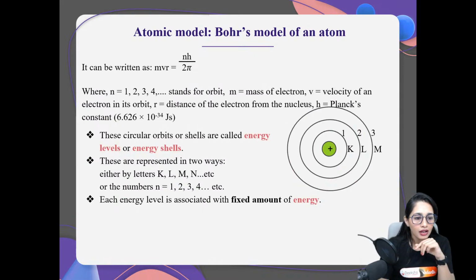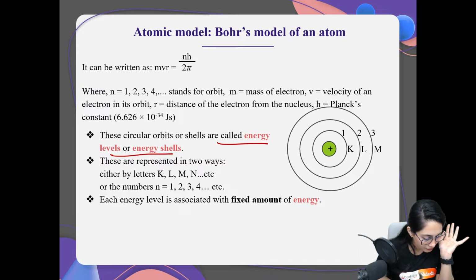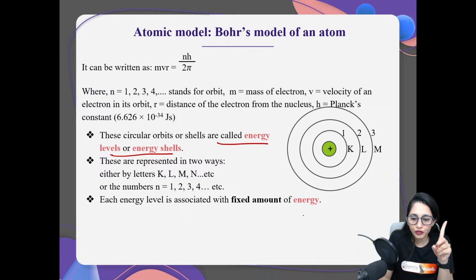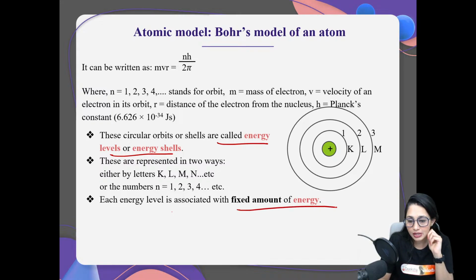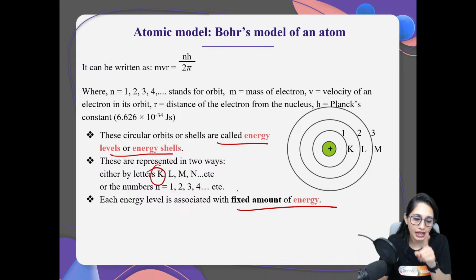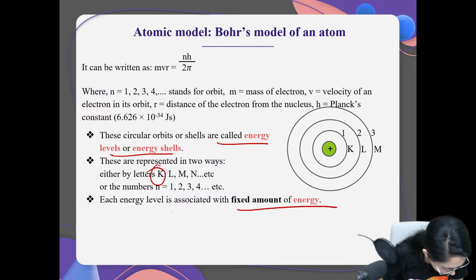So, these circular orbits or shells are called energy levels or energy shells. And these are represented in two ways. They can be represented either by letters or by using numbers. So, each energy level is associated with a fixed amount of energy. Discrete orbits have a fixed amount of energy. K is the nearest energy level to the nucleus. Next L, M, N, the list goes on. H is Planck's constant. What is Planck's constant? You will learn that in your higher grade.